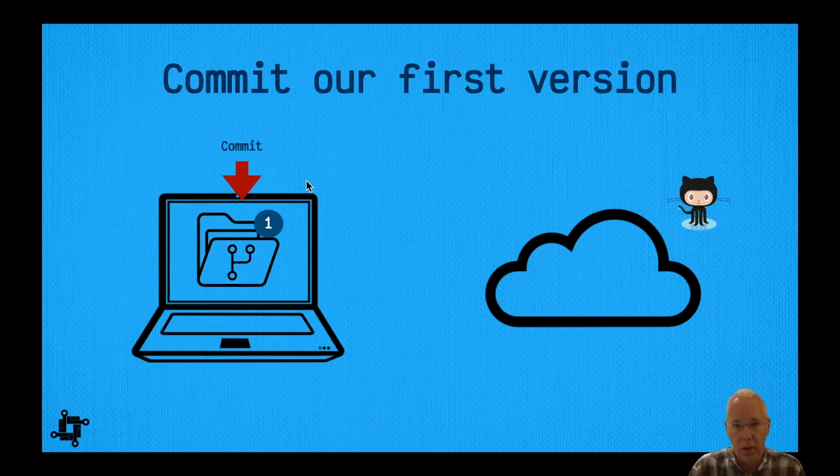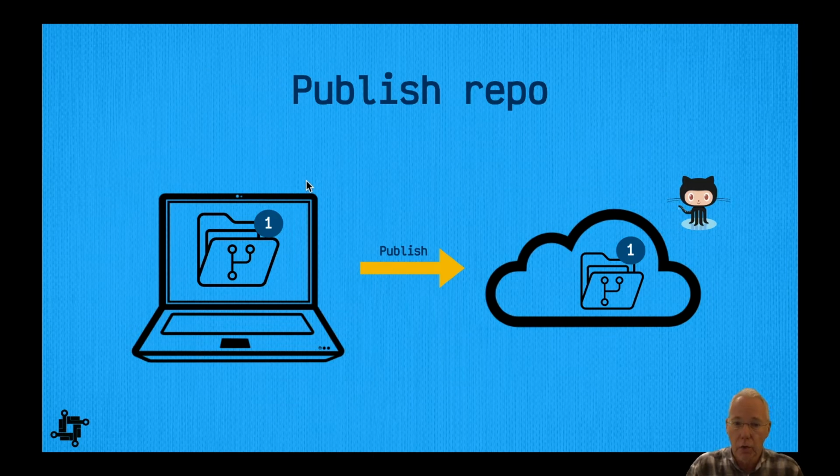So how does this work? Well, first of all, you'll have a repository on your computer and you will have committed a save. Basically, you will save your work and that will become version 1. Once you've done that, then you can publish your repository up to the cloud. And that's the only time you'll use publish. You'll publish up to the cloud for the first time, and that is going to create a duplicate repo in the cloud that matches what you have on your computer.